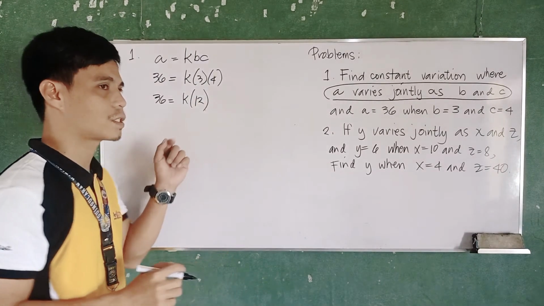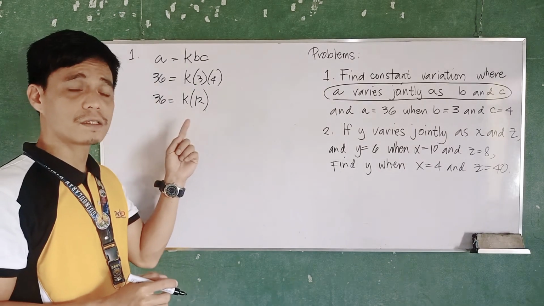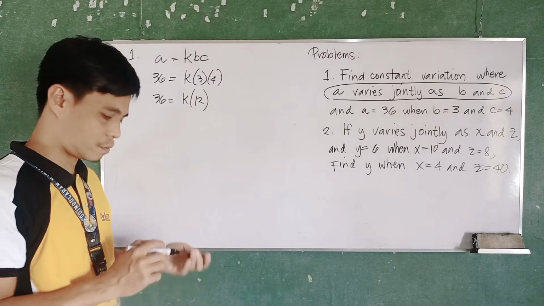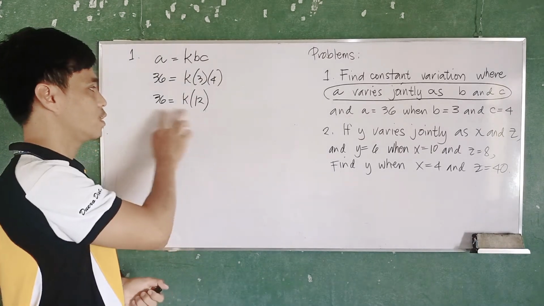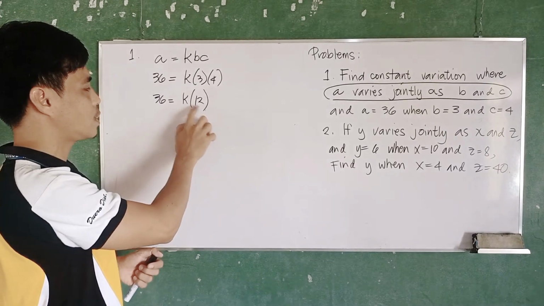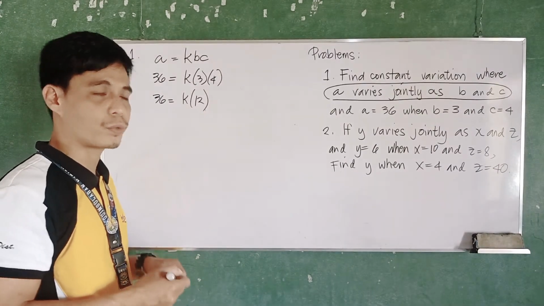Okay, so there you have it guys. Mas na-simplify na natin yung problem. And, to find the value of your constant or your K is to divide both sides of the equation with your coefficient. So, yung coefficient na kasama ng K dyan is yung 12. So, we divide both sides of the equations by 12.